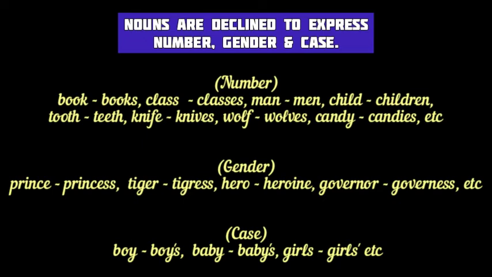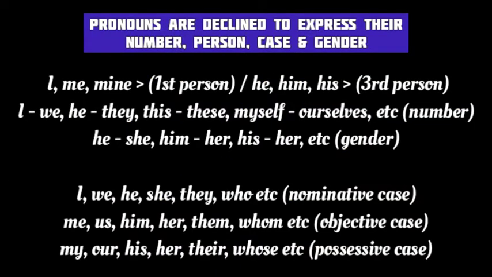Nouns are also declined to mark their possessive or genitive case. For example, boy to boy's, baby to baby's, girls to girls'. Then pronouns are also declined to express their number, person, case and gender.